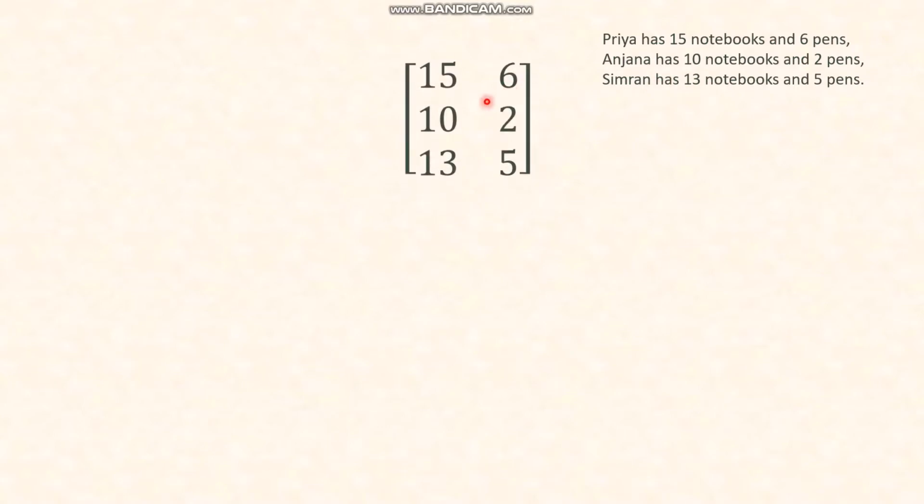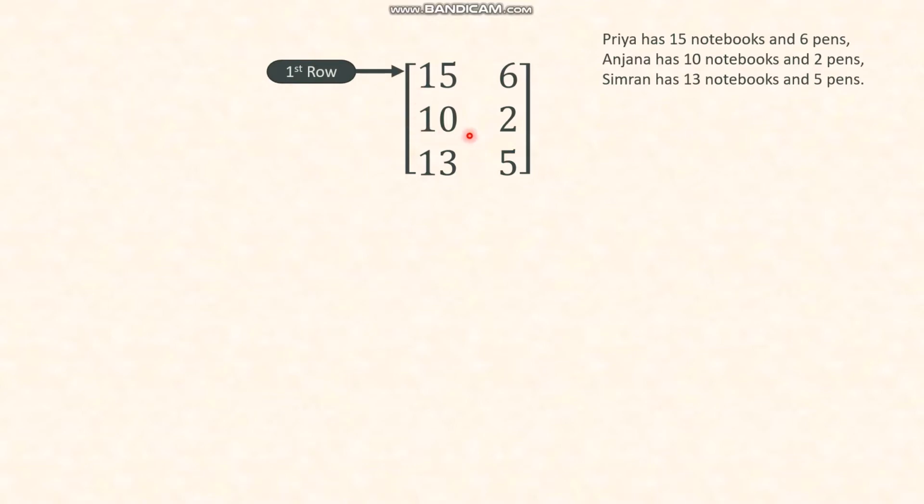So we have this problem. Priya has 15 notebooks, 6 pens. Anjana has 10 notebooks, 2 pens, and Simran has 13 notebooks and 5 pens. So the first representation was this one. Here the first horizontal line represents the number of notebooks and the number of pens occupied by Priya. So we'll name this the first row.